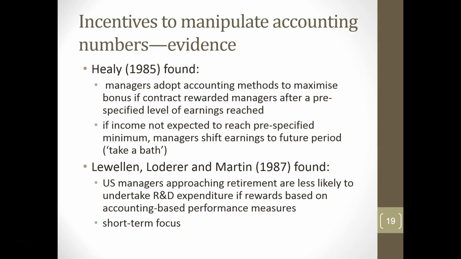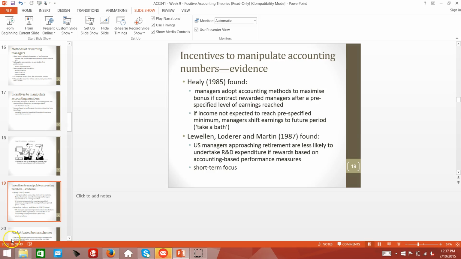So Healy found that managers adopted accounting methods to maximise a bonus if the contract rewarded managers after a pre-specified level of earnings was reached. If the income wasn't expected to reach the minimum, managers shifted earnings to a future period. So how would you do that in an accounting period? If you had a big contract signed that you had to write some invoices for, and you knew you weren't going to reach your bonus, what do you do? You invoice that order in the next financial year. You don't do it on the 30th of June, you wait until the 1st of July.